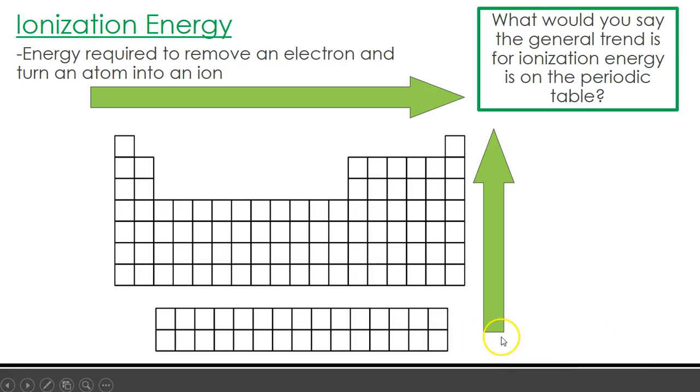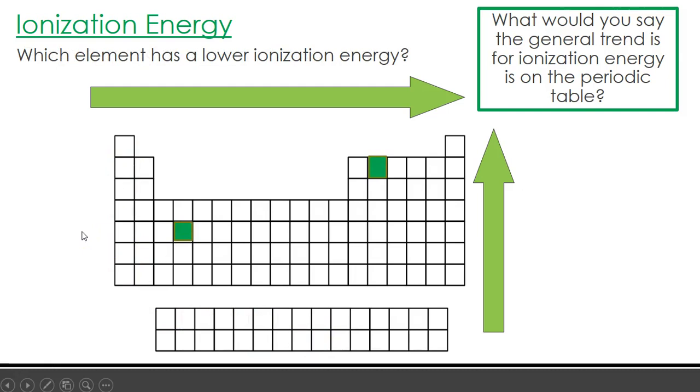Also, going from the bottom to the top, your ionization energy is again going to increase, because it takes more energy to remove electrons that are closer to our noble gases, because all elements want 8, than it is for elements that are further away from our noble gases over here.